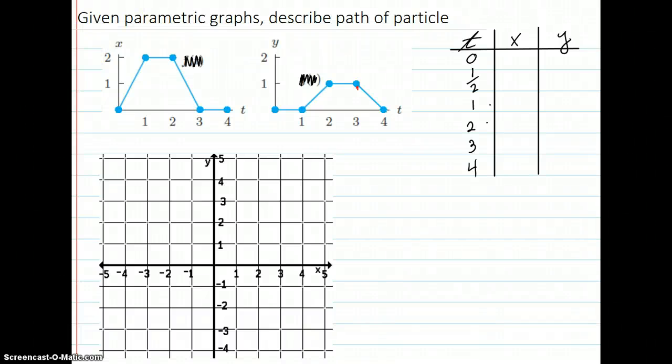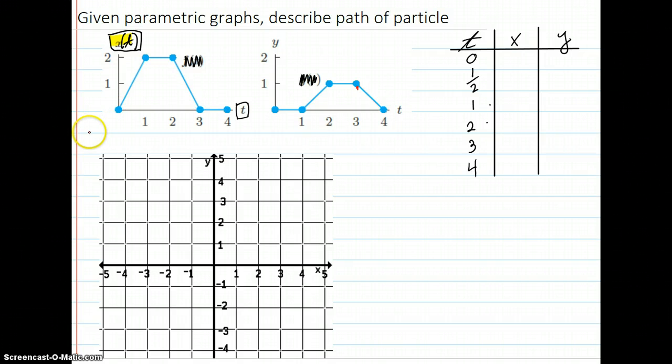Here we learn how to draw the resultant graph given parametric equation graphs. So this first graph over here is actually x as a function of time. So the x coordinate is going to move according to this first graph over here. Here's your time. Here's x of t. So first we're going to plot those points on this chart over here.